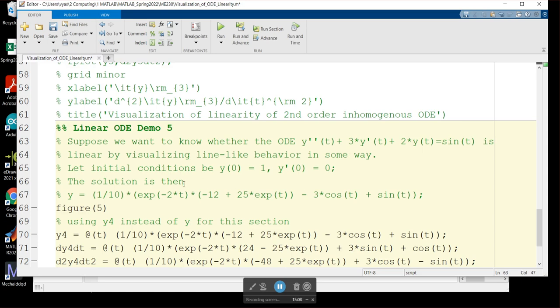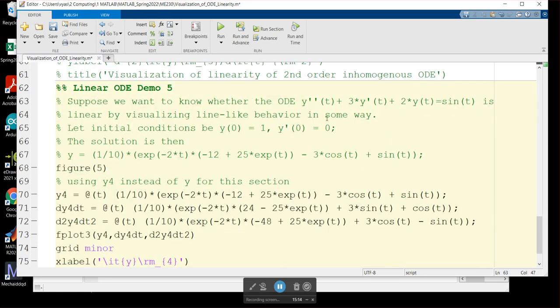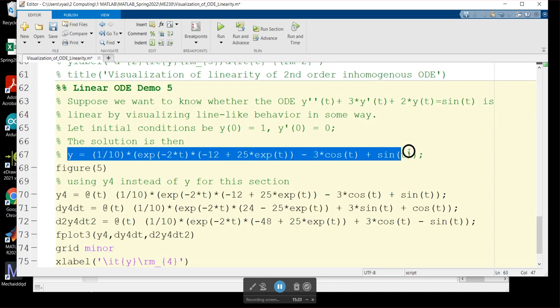So we are going to solve this problem using initial conditions. y of 0 is 1, y prime of 0 is 0. So for that initial condition set, the initial value problem solution is this, 1 over 10 exponential of minus 2t. And again, it's right here. Pause the video and take note of it if you wish to verify.